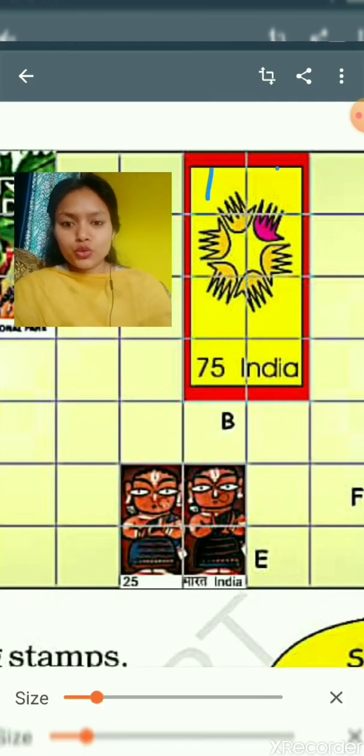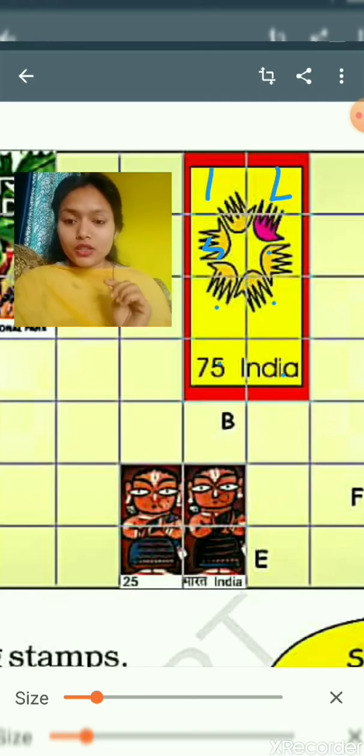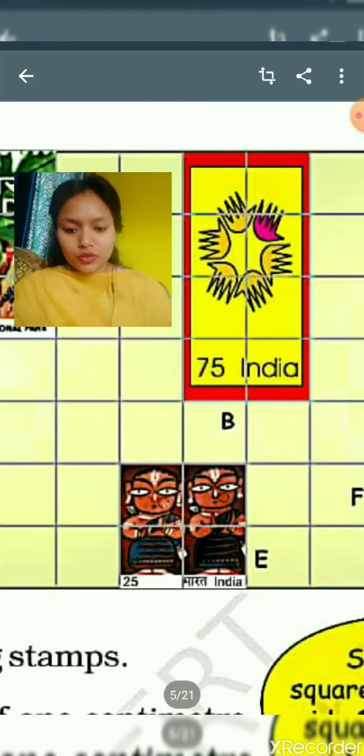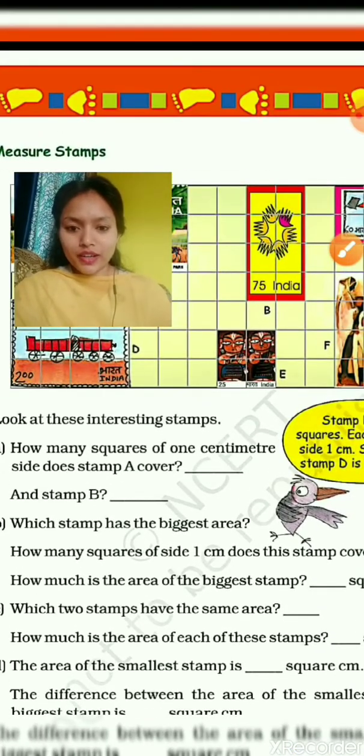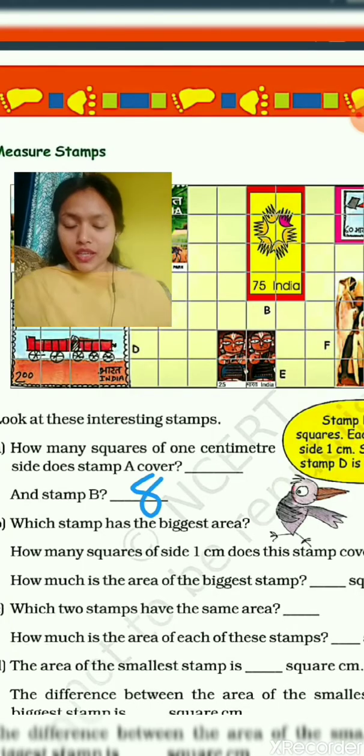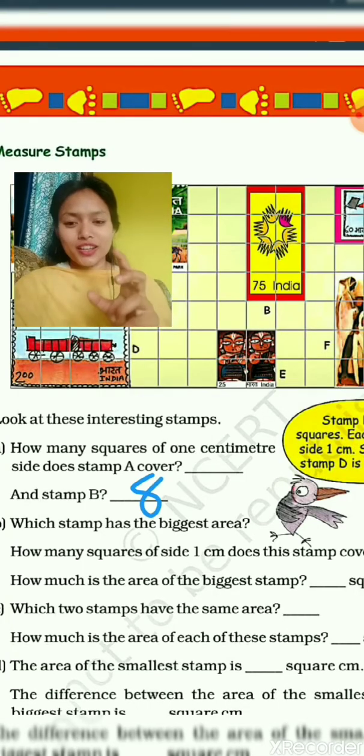1, 2, 3, 4, 5, 6, 7, 8. How many squares are there in stamp B? 8 are there. So we will write here 8. We will write here 8 squares are there in stamp B.